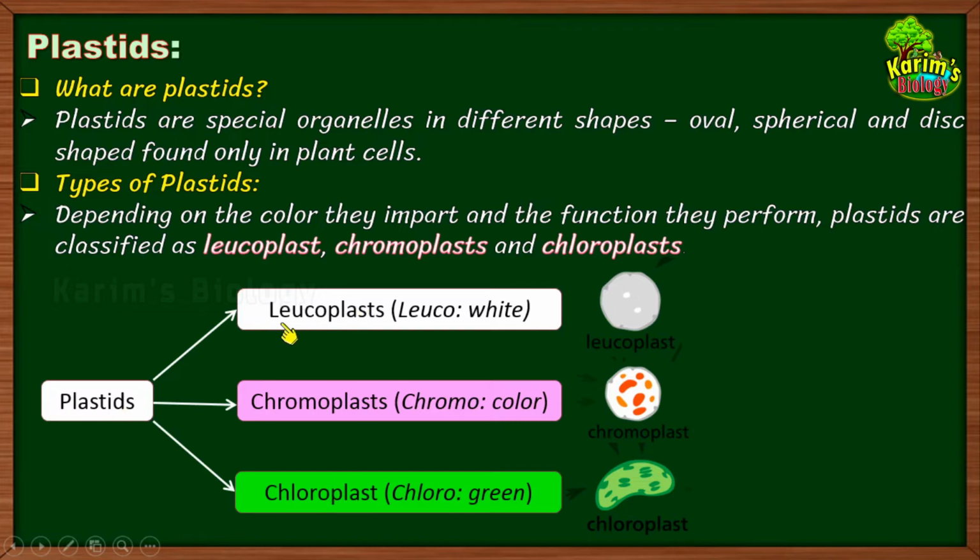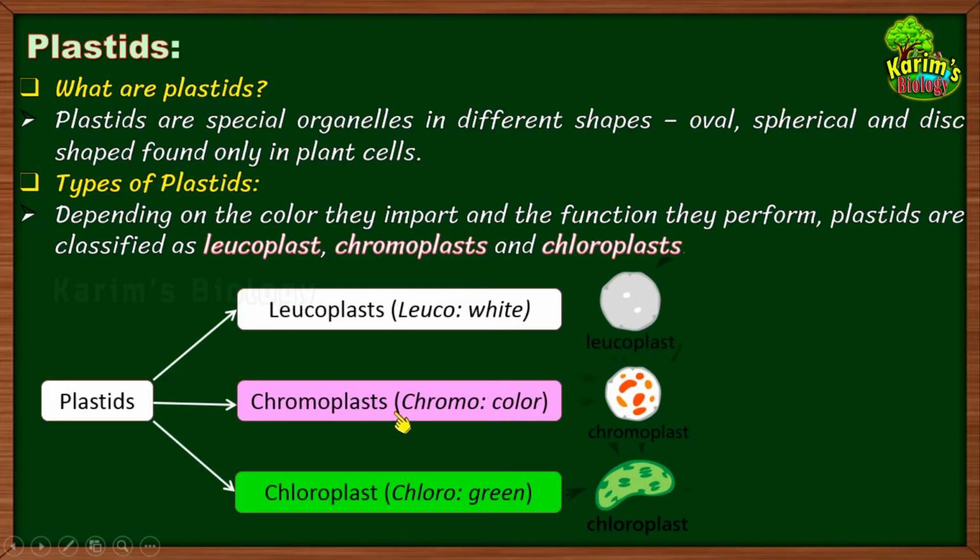The first category is called leucoplast. Plast refers to plastids. Leuco means white, and that means that these plastids are colorless. You can see the picture here. This is the picture showing the leucoplast.